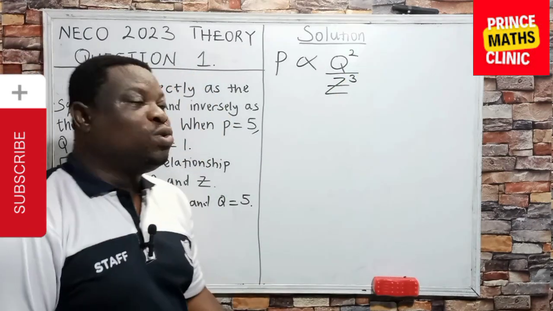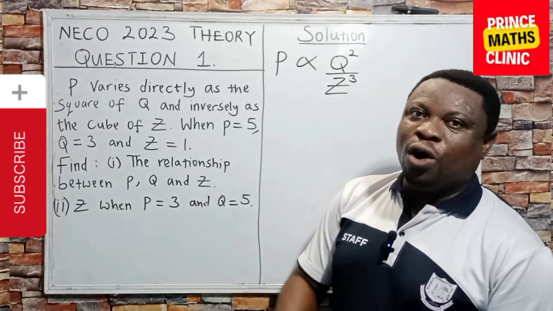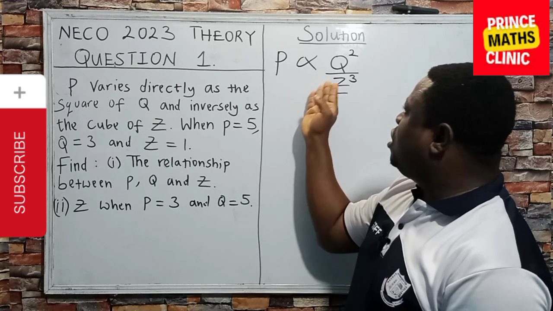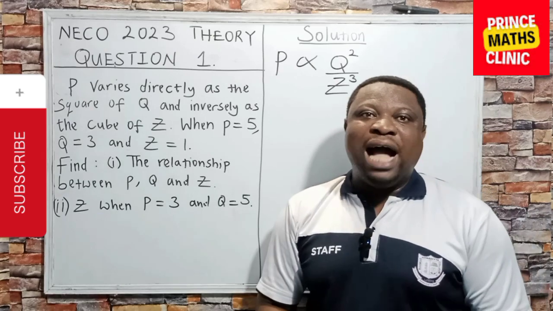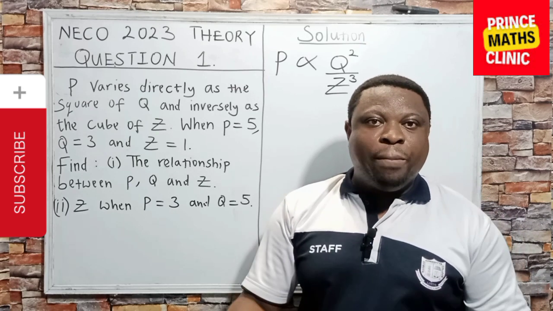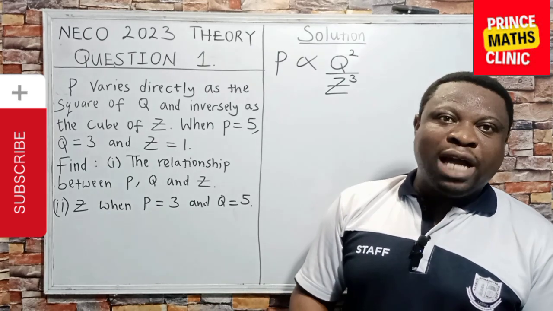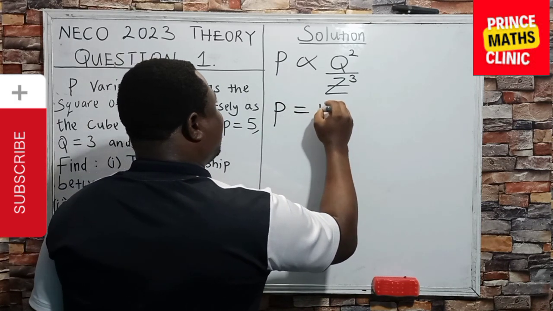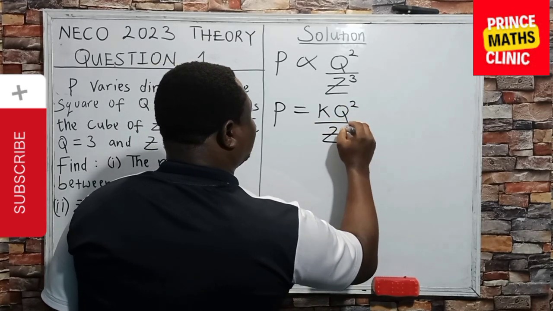Now, this is the first thing to do once you are confronted with a question involving proportion or variation, as the case may be. Now we have interpreted to this first full stop. This is it on the board. Then the next step is to take off this proportionality sign. And once you take off this proportionality sign, you are to introduce a constant of proportionality. And I will choose the symbol K for my symbol of proportionality. Now P will now be equal to K multiplied by Q squared all over Z cube.